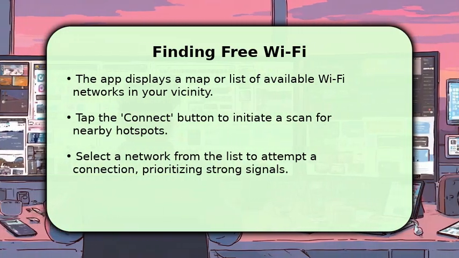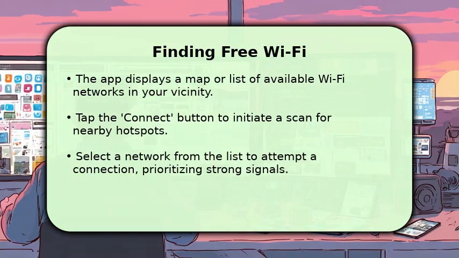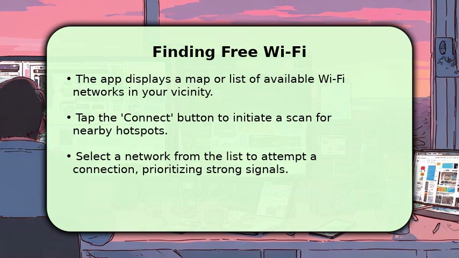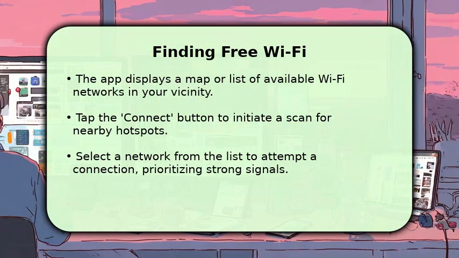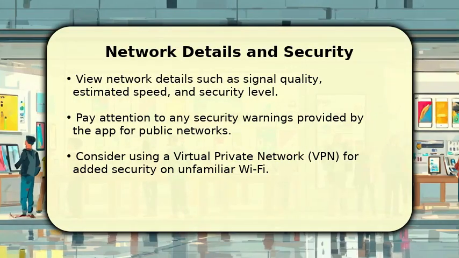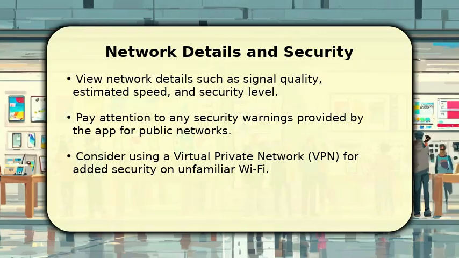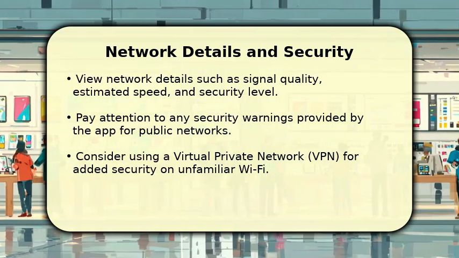Always prioritize networks with strong signals for a more stable and faster internet experience. It's designed to make finding internet access incredibly straightforward. Once connected, Wi-Fi Master often provides details about the network, such as its signal quality, estimated speed, and security level.